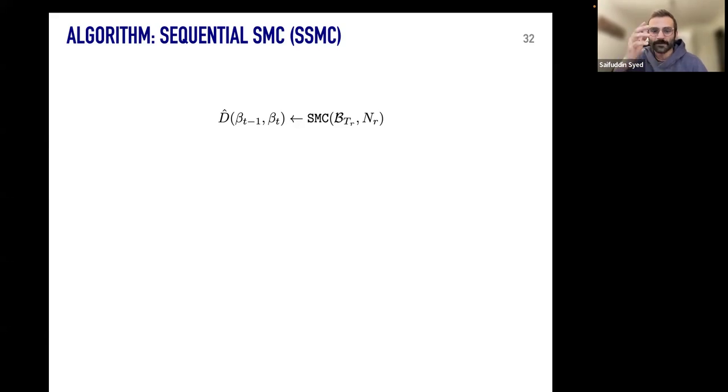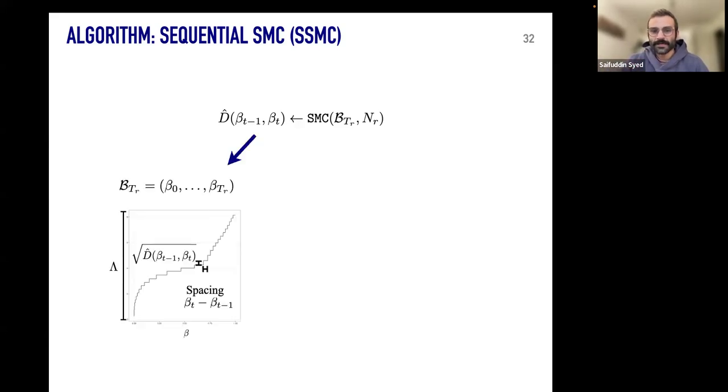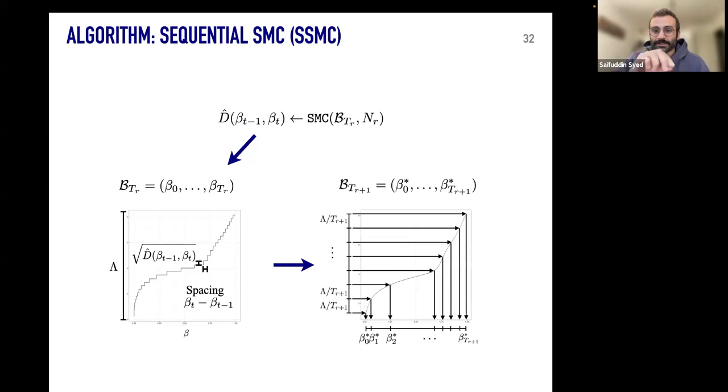So you run the SMC sampler with some schedule of size T_R and some number of particles N_R. You get an approximation of the discrepancies. You can then look at the sum of the square roots and basically look at this cumulative sum, which again, is a very simple thing to do. You can then do a one-dimensional spline interpolation. And this gives you a continuous parameter. And then now you just do a one-dimensional inverse transform to get what an optimal schedule looks like.